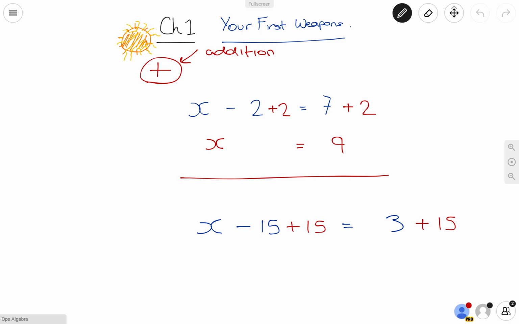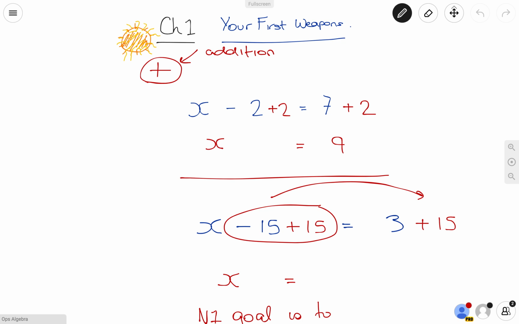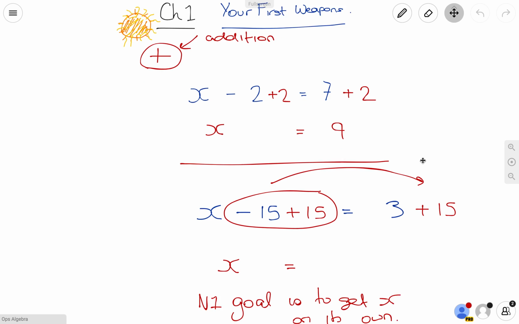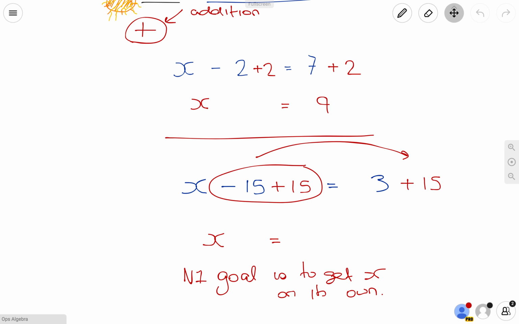Like that. And all of a sudden, these guys cancel, okay? These two 15s cancel each other out. That's why we do it. That's exactly why I add 15 to both sides. Because it's as if this 15 is magically moved over here, which means that this x is now on its own, which is our number one goal. Our one and only goal is to get x on its own. Very important. That's how we find it. So, x equals, let's finish off. On the right-hand side, we have 3 plus 15, which is 18. So x equals 18. And boom, you just solved it. From x minus 15 equals 3, you went to x equals 18 by moving the 15 to the other side.